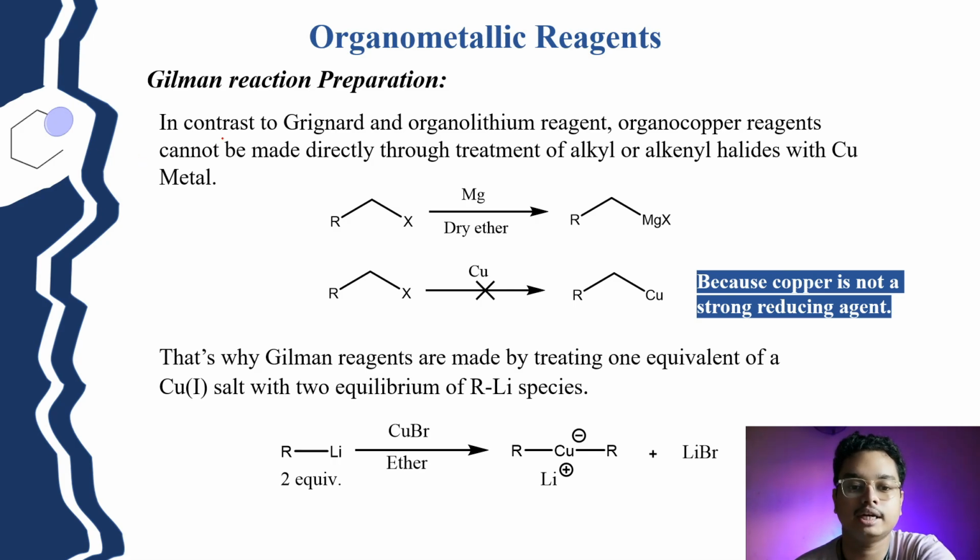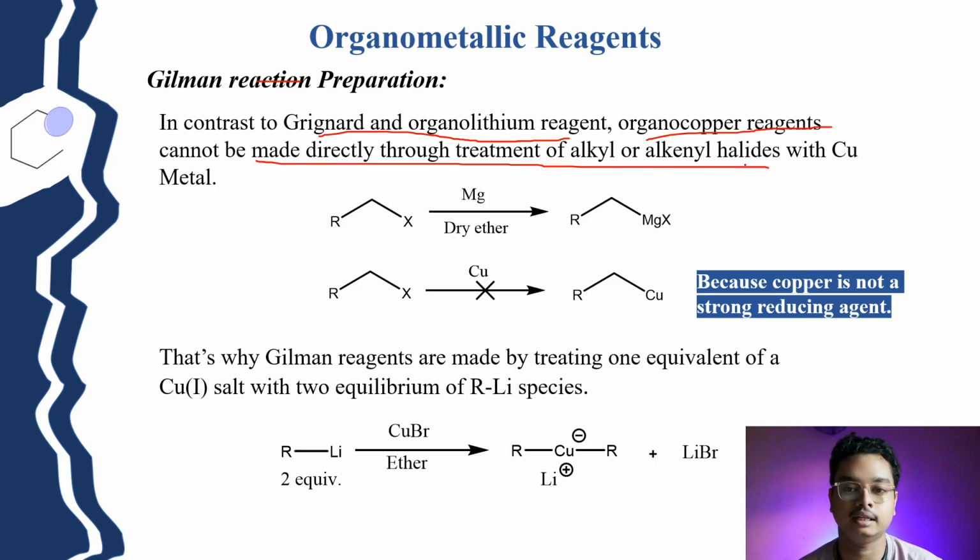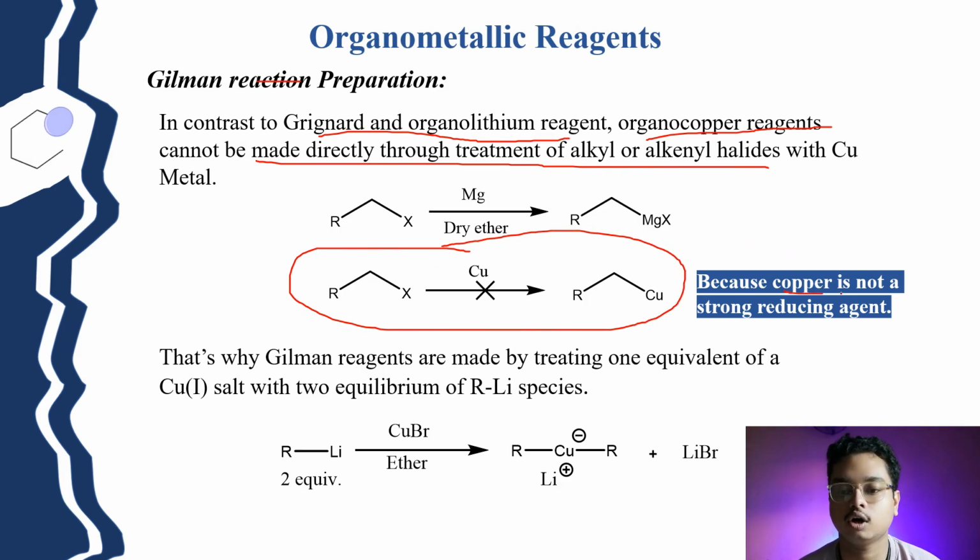And now let us talk about the Gilman reagent preparation. In contrast to Grignard and organolithium reagents, organocopper reagents cannot be made directly through treatment of alkyl halides. Previously we have seen that alkyl halides are treated with magnesium to get the corresponding Grignard. A similar thing is observed for organolithium: the organic halide reacts with lithium to get organolithium. But this is not possible for Gilman reagent preparation, because copper is not a strong reducing agent, and that's why it can't cleave this particular bond and replace it directly.